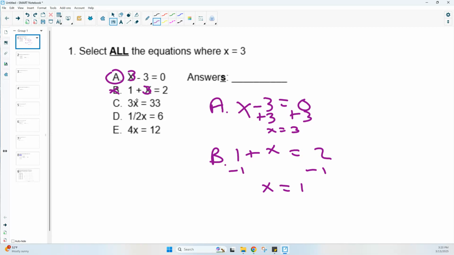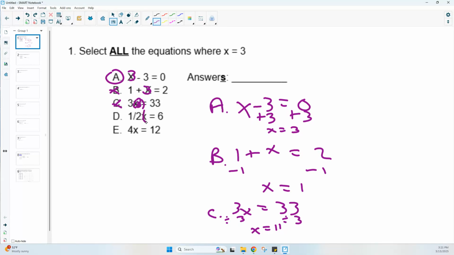All right, let's try option C. 3 times x equals 33. If I subbed in 3 for x, does 3 times 3 equal 33? No, it does not. So we can X that off. If I solve that out by undoing multiplication with division, 33 divided by 3 would be 11. So x would not equal 3.